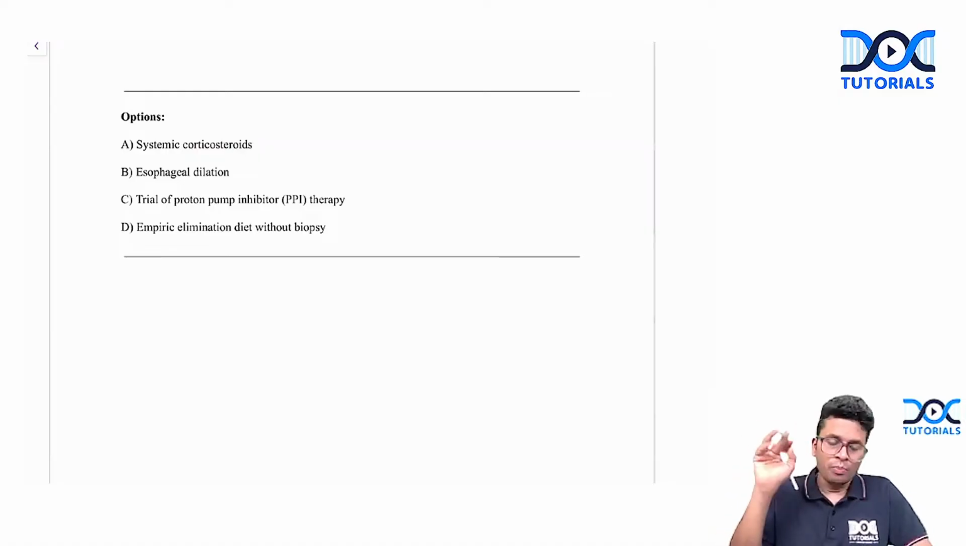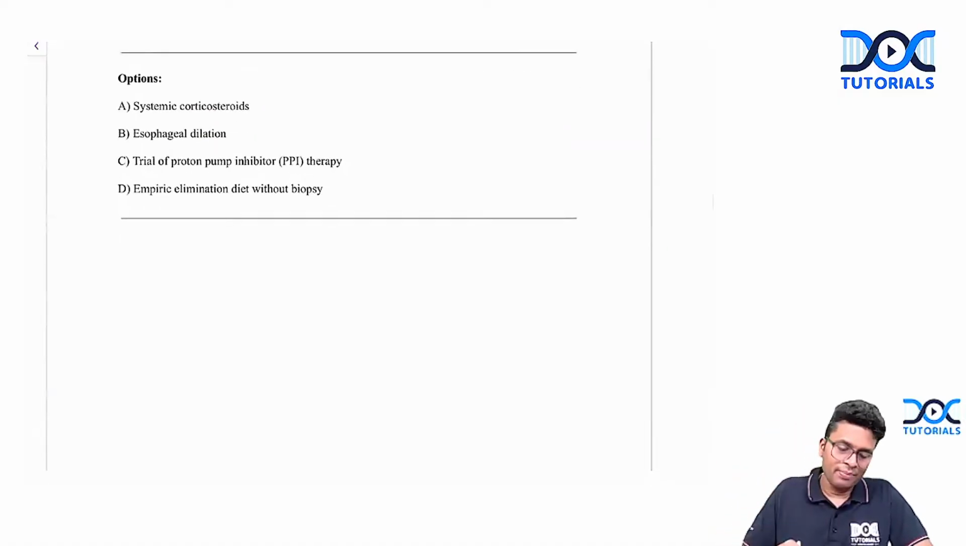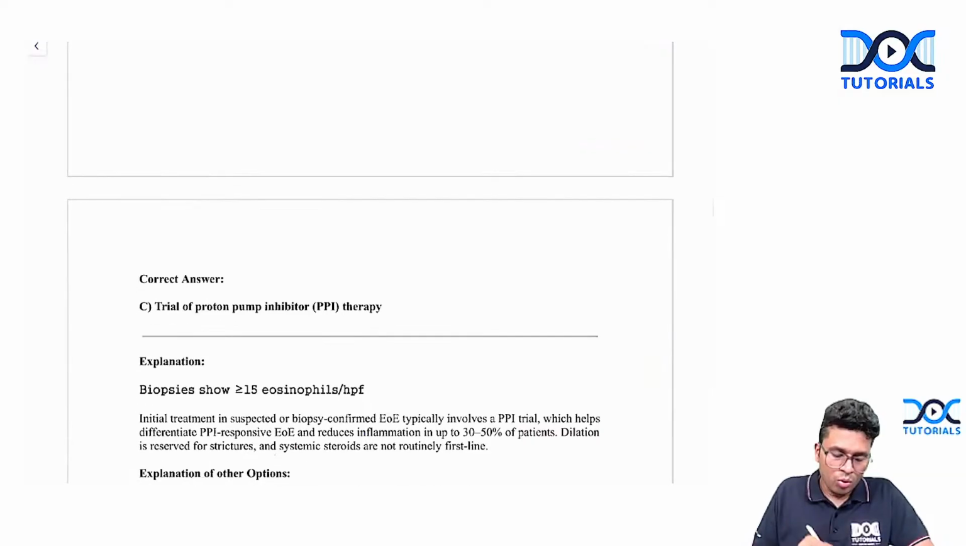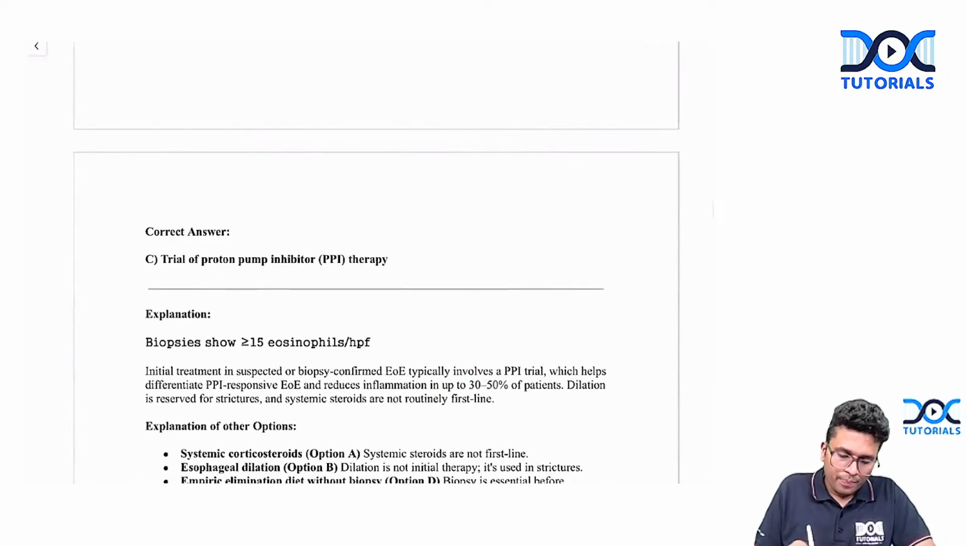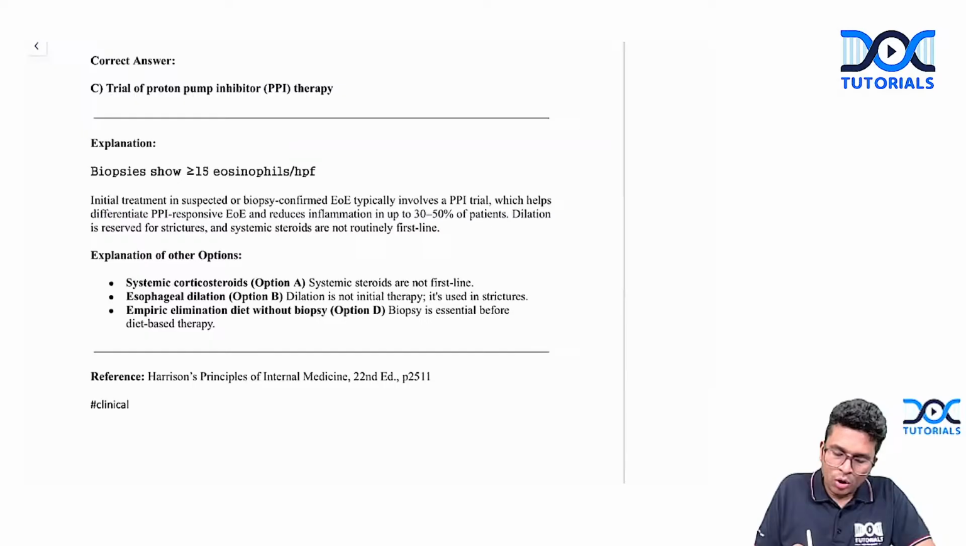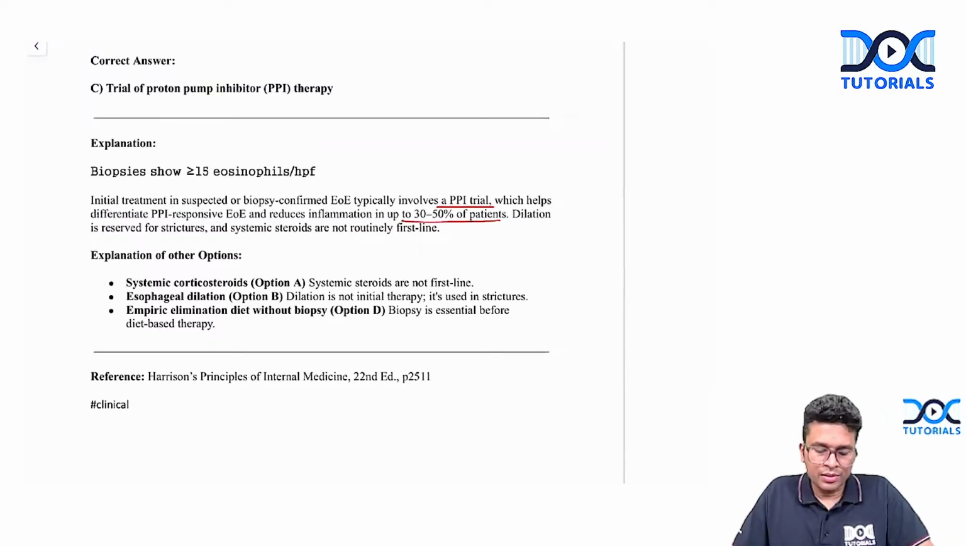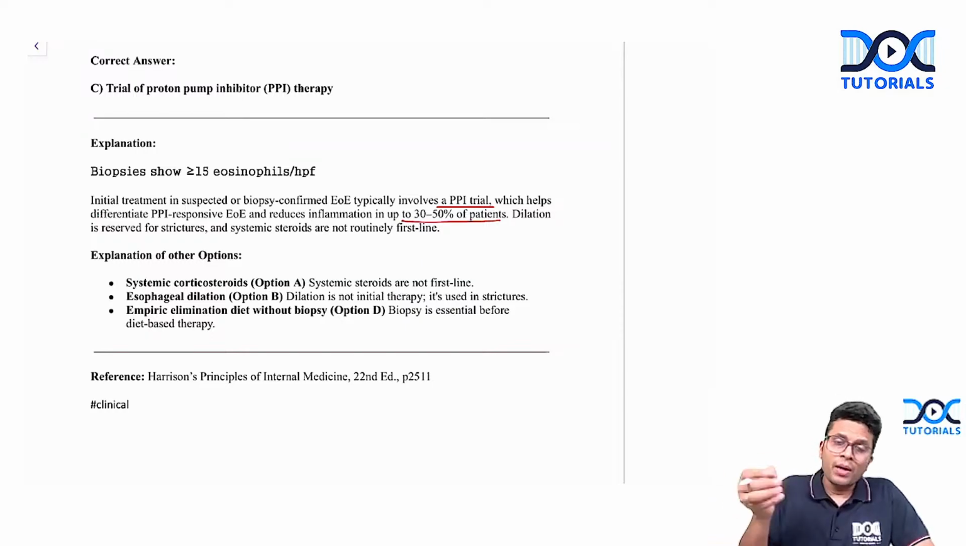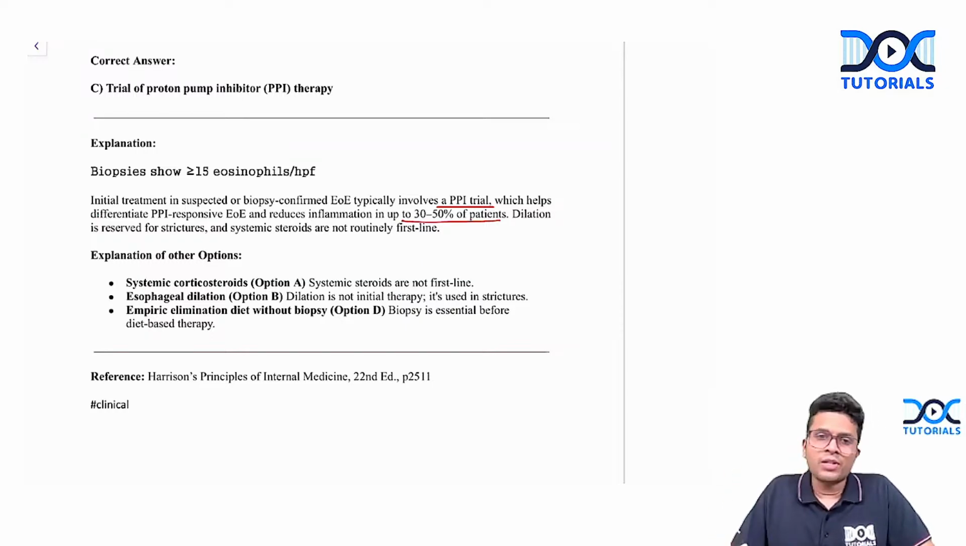However, till now the best option, at least as per Harrison, is to go ahead with a PPI trial, as almost 30 to 50% of patients have documented reduced inflammation, and it is used to pick up those few patients who are PPI-responsive eosinophilic esophagitis cases.